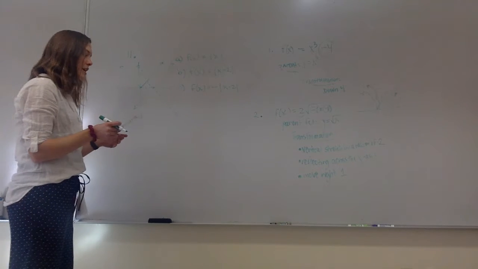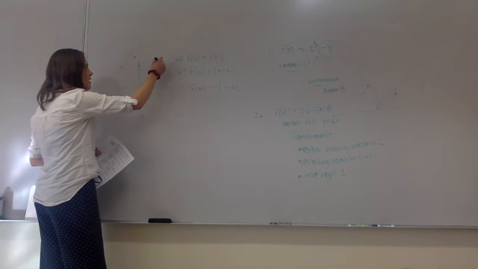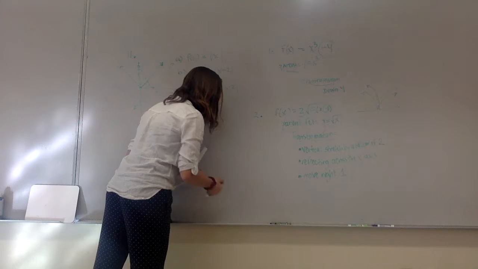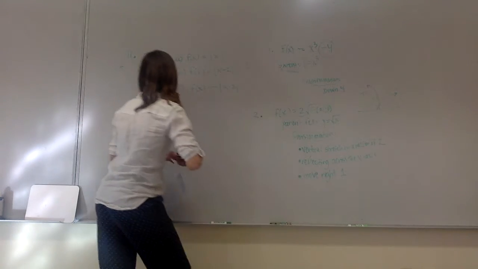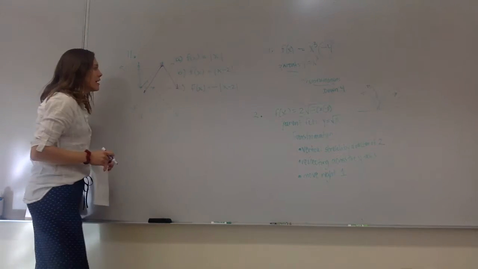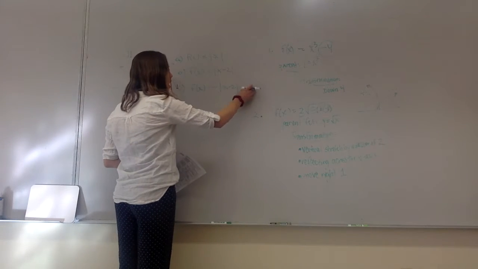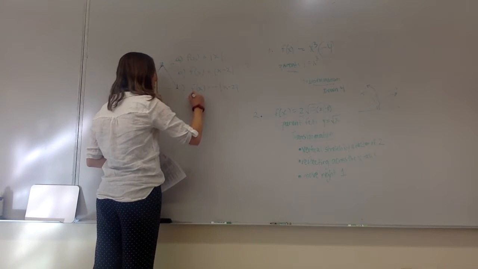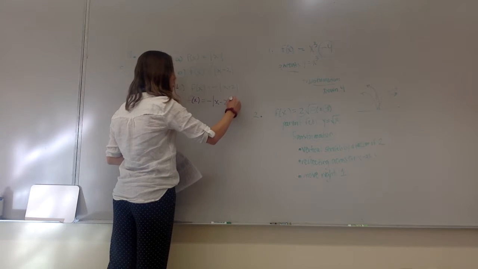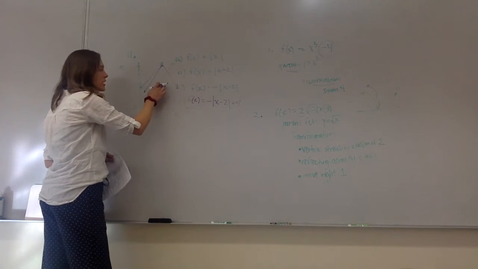And then in order to translate 5 units up, so 1, 2, 3, 4, 5, my point here would be here. My new function would look something like this. In order to do that, I have to add 5 to the entire problem, so I have to add a constant on the outside of this bracket. So it becomes f of x equals minus the absolute value of x minus 2, plus 5. And so this would be my final answer for this transformation.